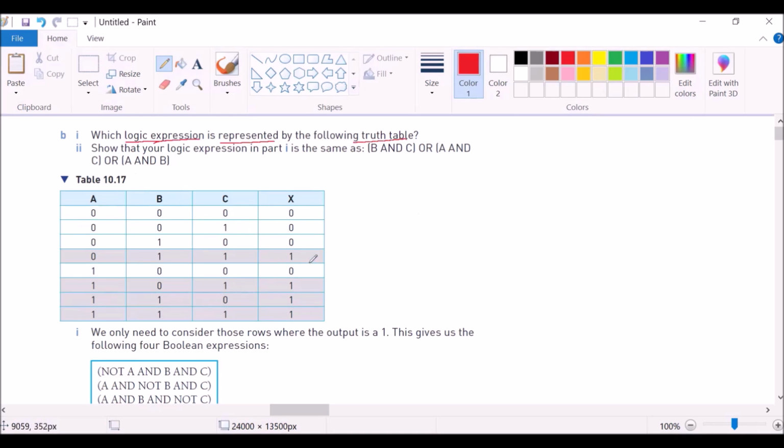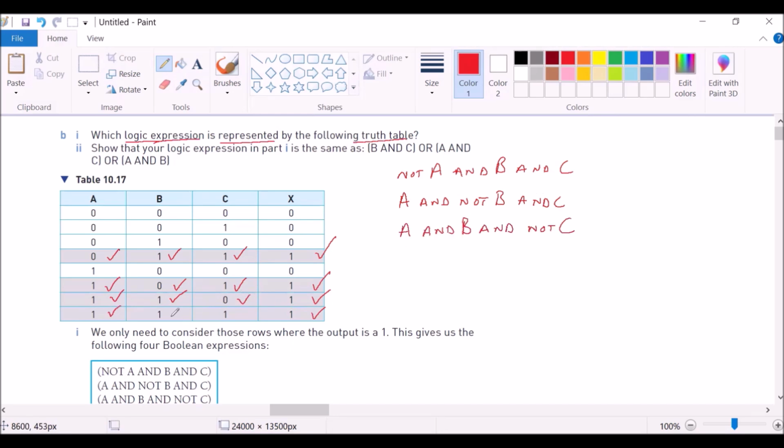So again, we look at the output and see which one gives us a high, or a 1. So we have not A and B and C, and we have A and not B and C, and we have A and B and not C, and we have A and B and C. So where we get a high is here, or here, or here, or here.